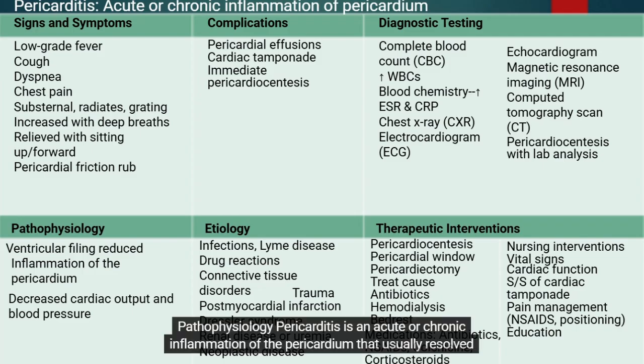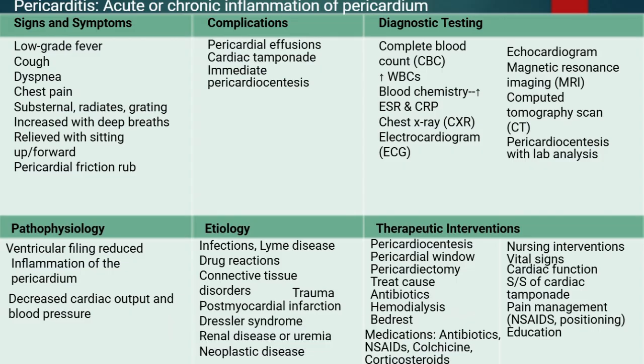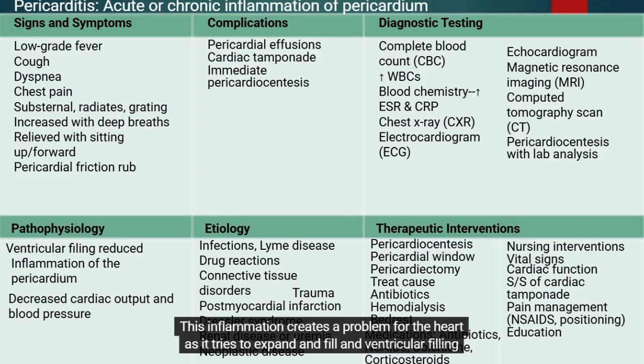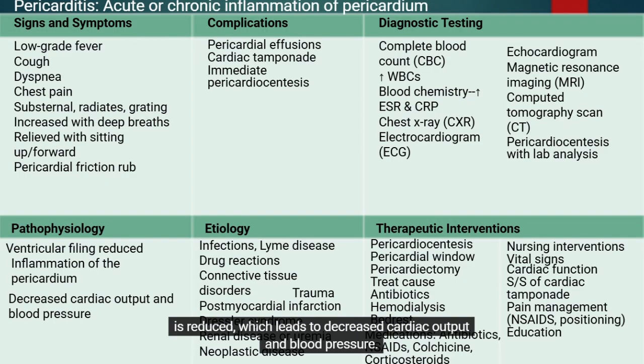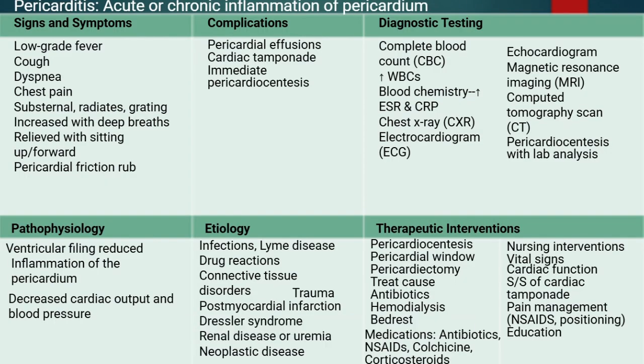Pathophysiology. Pericarditis is an acute or chronic inflammation of the pericardium that usually resolves in 4-6 weeks but can become chronic and last up to 4 months. It can also reoccur at any time. This inflammation creates a problem for the heart as it tries to expand and fill, and ventricular filling is reduced, which leads to decreased cardiac output and blood pressure.